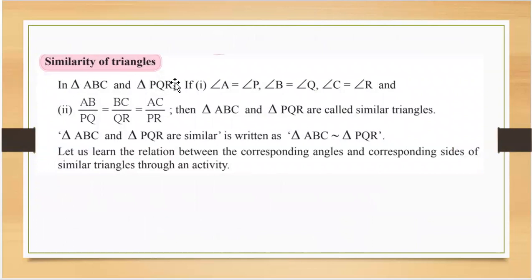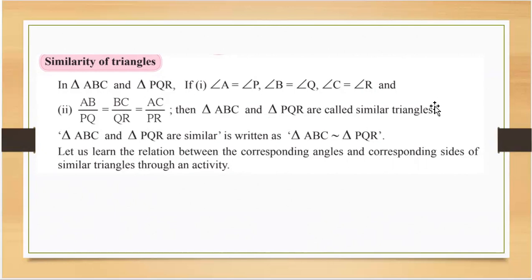So in triangle ABC and PQR, we already know angle A is equal to angle P, angle B is equal to Q, and angle C is equal to R. And we already derived this, that AB upon PQ is equal to BC upon QR is equal to AC upon PR. Okay, so when these two criteria are satisfied, first is all the angles should be equal and the sides should be in proportion. Proportion matlab equal hona chahiye. Okay, when these two conditions are satisfied, then only triangle ABC and triangle PQR are called as similar triangles.